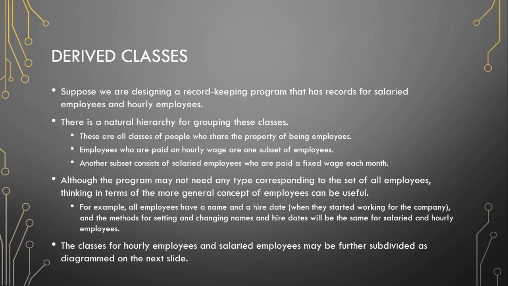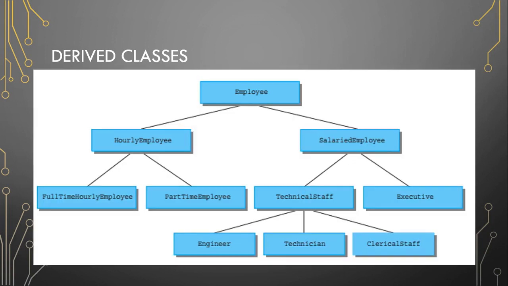Now, the classes for hourly and salaried employees may be further subdivided as diagrammed on the next slide. So let's take a look at that. So here we have an employee. So employee would be the base class. That's where you're going to have things like name and start date. From there, I can break it down into either hourly employee or salaried employee. All right, so let's take a look at hourly employee first. With an hourly employee, you can either be full-time or part-time. And then, of course, you'll have the corresponding properties in there.